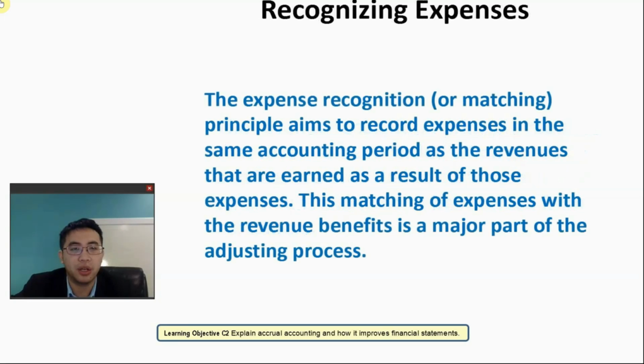The expense recognition or matching basically aims to record expenses in the same accounting period as the revenues are earned as a result of those expenses.